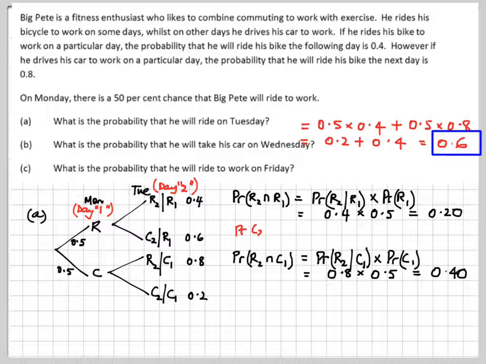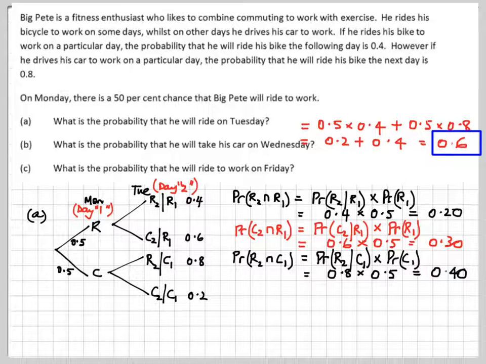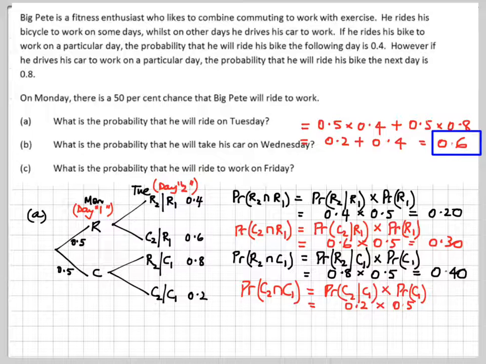Now we're going to do the car bit. So it's car 2 given riding on day 1, and here it comes. There's the formula. That gets us 0.3, and the last but not least is car 2 and car 1. So that's car 2 given car 1 times car 1, isn't it? Very good, it is. Now that gets us that, which gets us that.